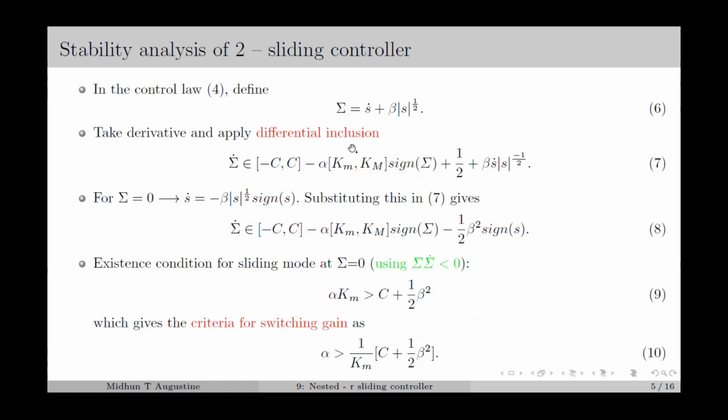Now in order to ensure sliding mode at this surface, we have to ensure that sigma dot less than 0. And if we use this here and rearrange the terms, we can obtain the criteria for switching gain as in equation number 10. This gives a criteria for selecting the switching gain based on the uncertainty bounds. So here K_m and C are the bounds of the uncertain terms, and beta is a parameter chosen in the switching function. Based on these parameters, we can decide the switching gain as per this criteria for ensuring stability.